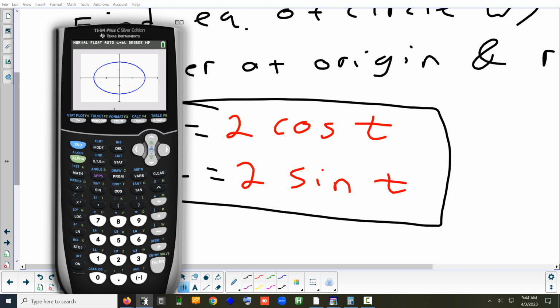If you want to make it look circular, let's do 2 things. Let's put the T step at 2, so now it'll go twice as fast. And let's do zoom 5. Zoom 5 will make the window look proportional. So now things that are supposed to look circular will look circular. And there you go. So there's a circle with a radius of 2 centered at the origin. That's good. That's what we want.